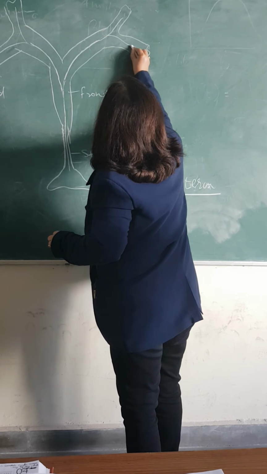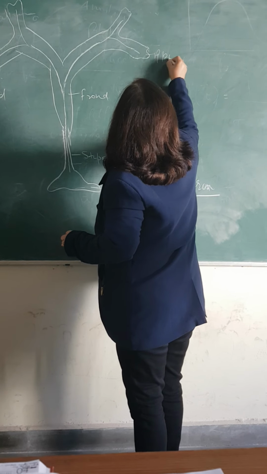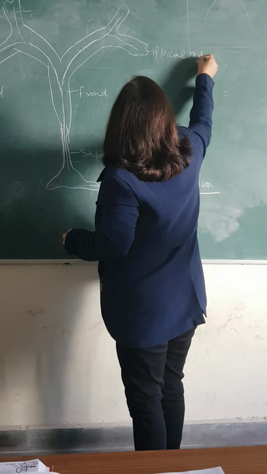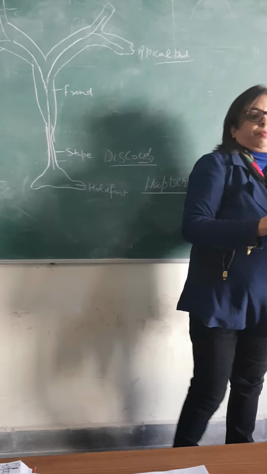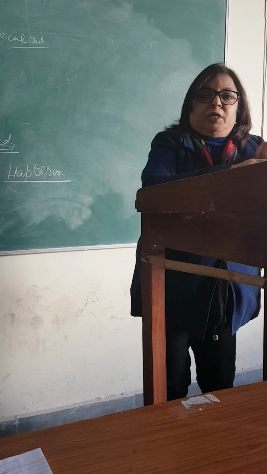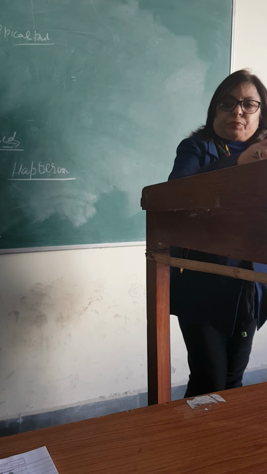And here we have a groove. This groove at the terminal end bears the apical bud. The apical bud is the apical cell which is present in the groove at the terminal end.